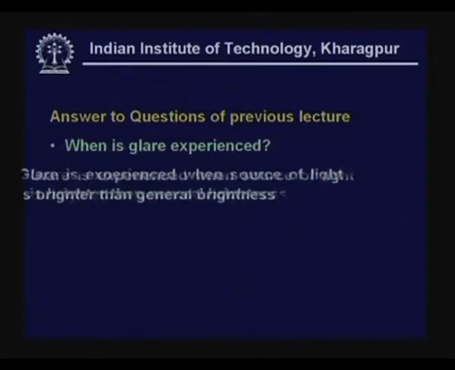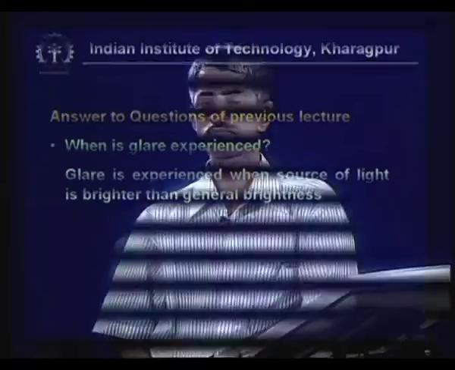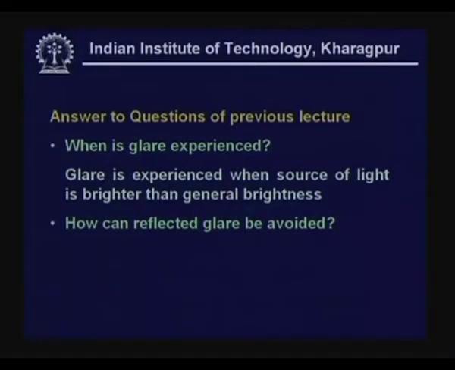When is glare experienced? Glare is experienced when the source of light is brighter than the general brightness. So, whenever a source of light is much brighter than the general brightness and is in the plane of observation, then glare is observed. How can reflected glare be avoided?